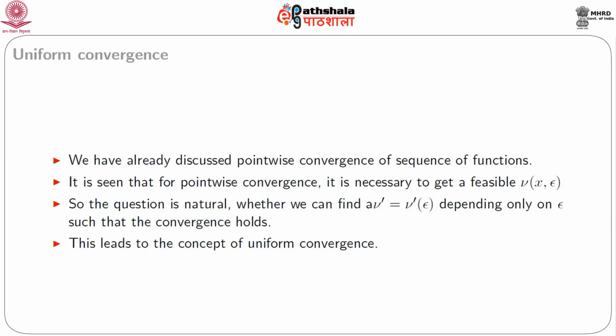So, we have just seen what is pointwise convergence, and we have also seen some examples. It is seen that for pointwise convergence, it is necessary to get a feasible choice of ν(x, ε), so the question is natural whether we can find a ν' depending only on ε such that the convergence holds. So, in a way we want to know whether we can find some n independent of x retaining the property of convergence. So, this leads to the concept of uniform convergence.